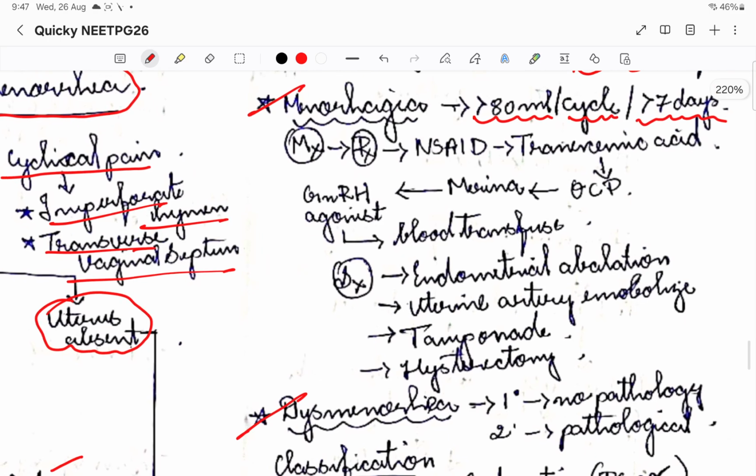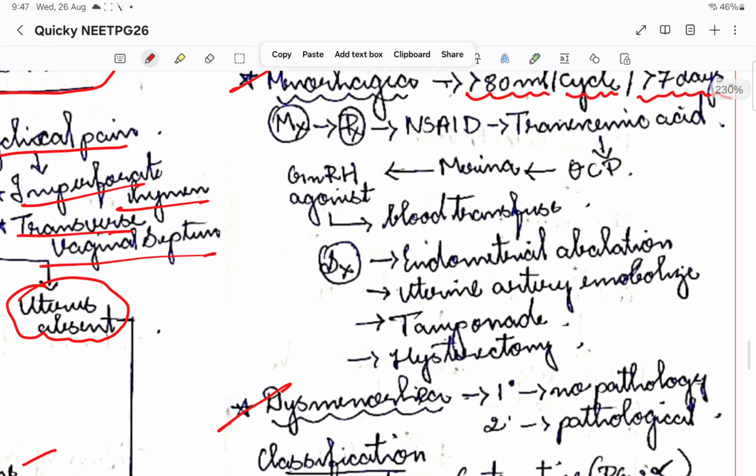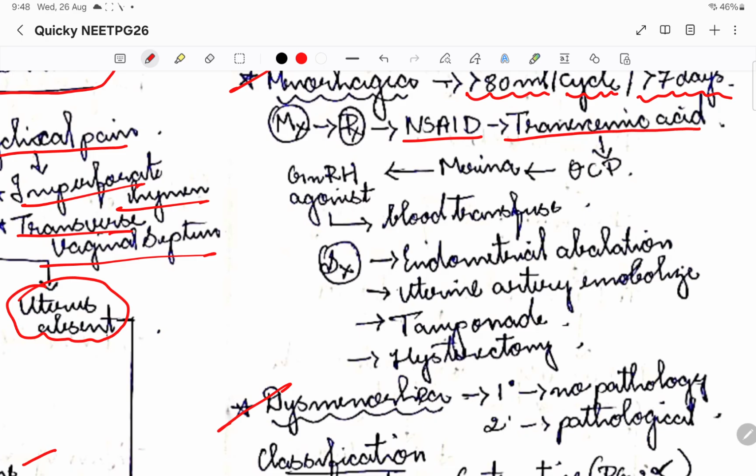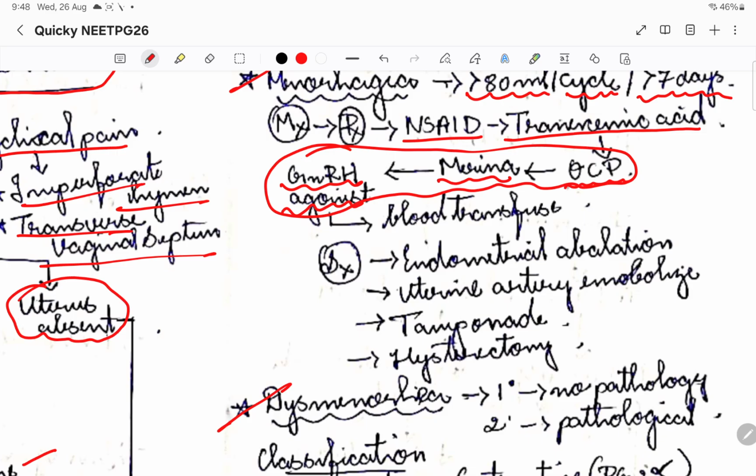So how do you manage this patient? Basically medical management: NSAIDs, which act as a painkiller, then tranexamic acid to reduce the bleeding. Definitive management: OCPs can be helpful, Mirena and GnRH agonist. Basically, what they are trying to do is normalize the hypothalamo-pituitary-ovarian axis. So OCPs, Mirena and GnRH agonist is what we use.